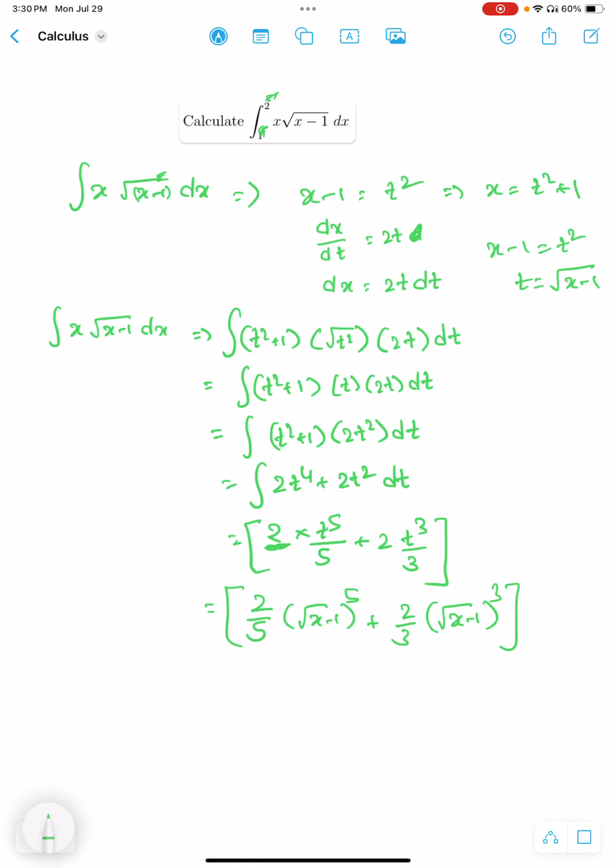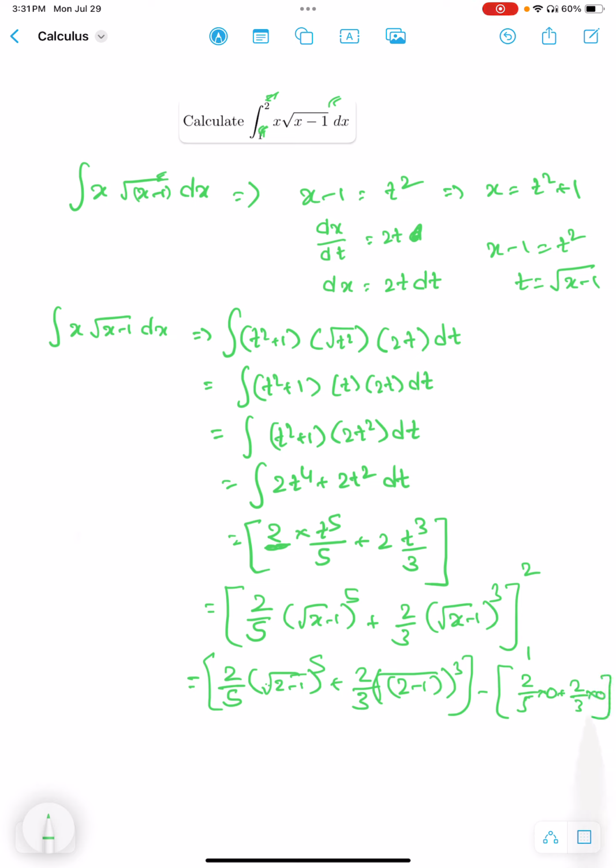We know the upper limit and lower limit of the function with respect to x, which is nothing but 2 and 1. Just substitute the values. The upper value is 2 minus 1, the lower value is 1. If you substitute 1, it will be 0. The ultimate answer will be 2 over 5.